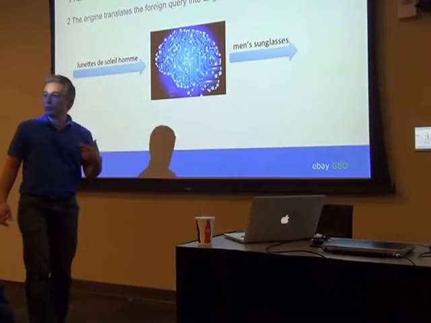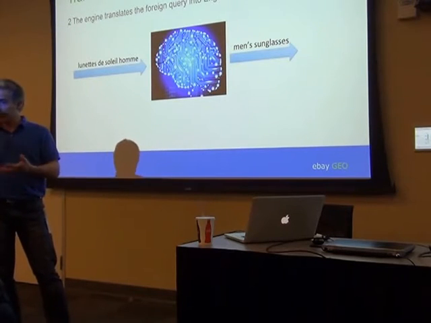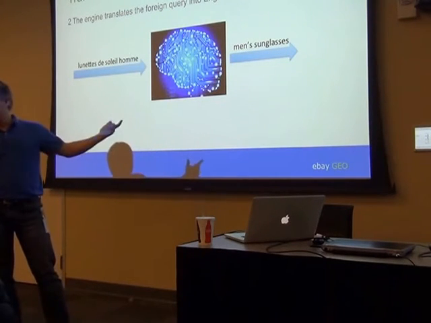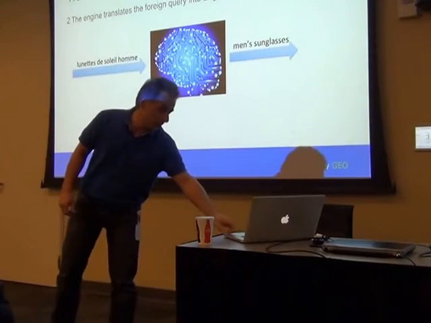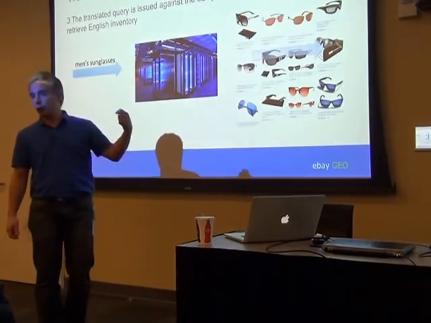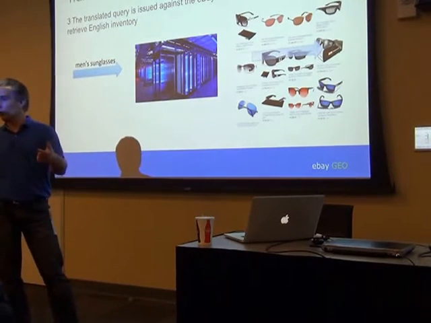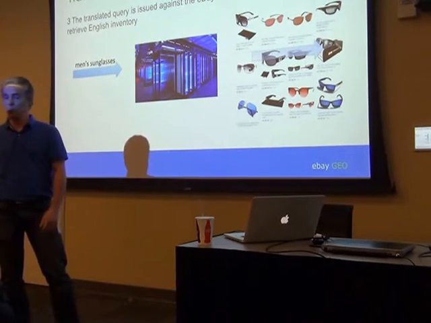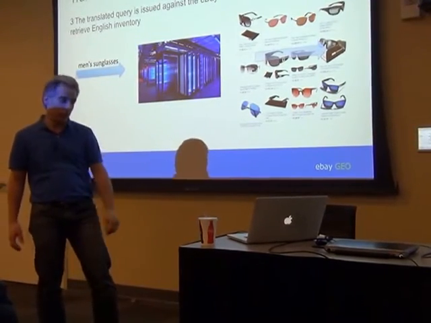And if we want to expose to the sellers' US inventory, meaning the sunglasses that are listed by US sellers on the US side, we first need to translate that query, right? So, Lunettes de Soleil Homme here will be translated to men's sunglasses. That's the first call to the machine translation service. Then we need to run a query against the US search engine, right? In other words, we need to retrieve all the US sunglasses in order to be able to show them to the user in France. But these sunglasses are, of course, in English, so we need to translate them.